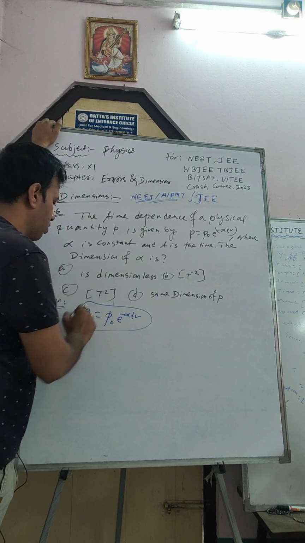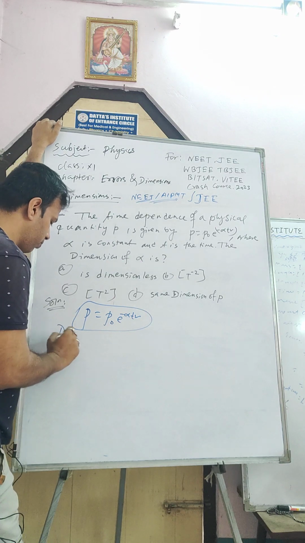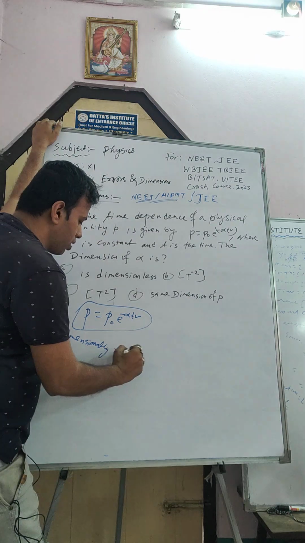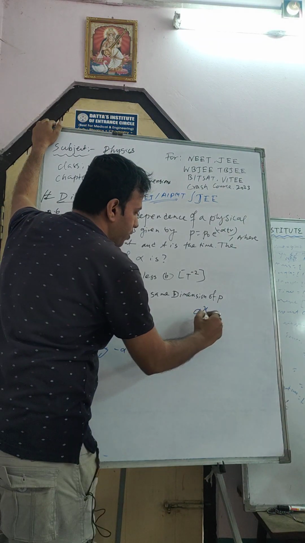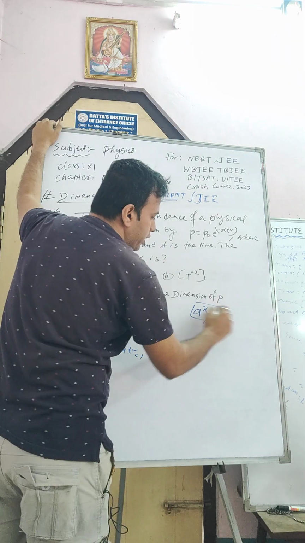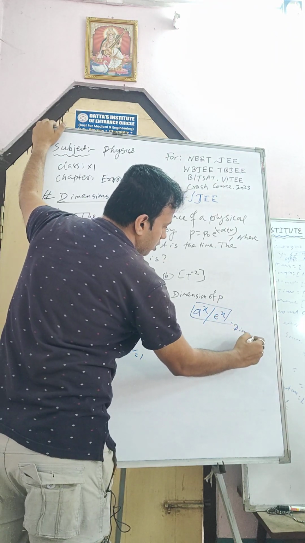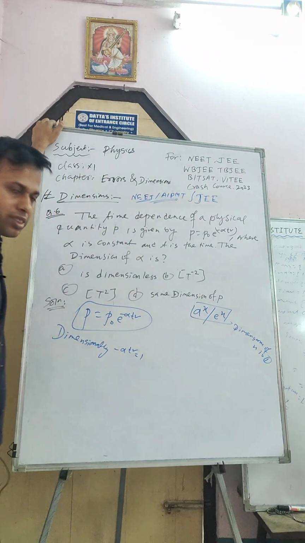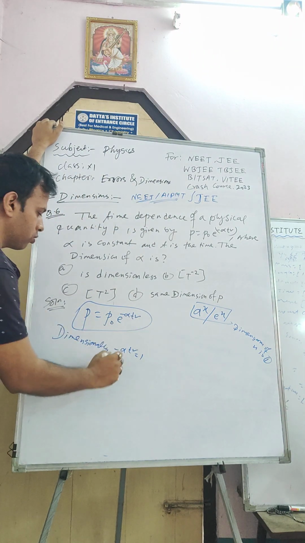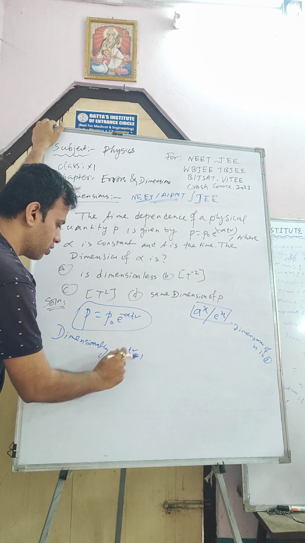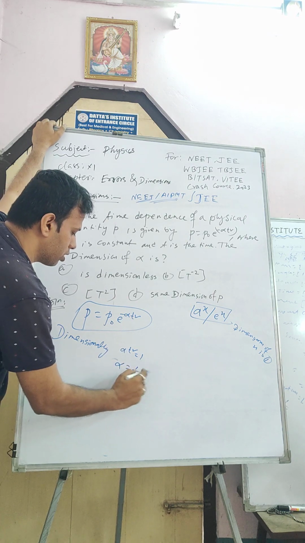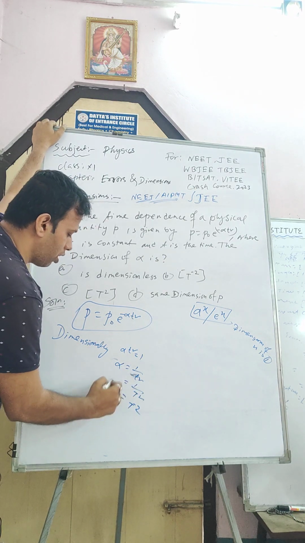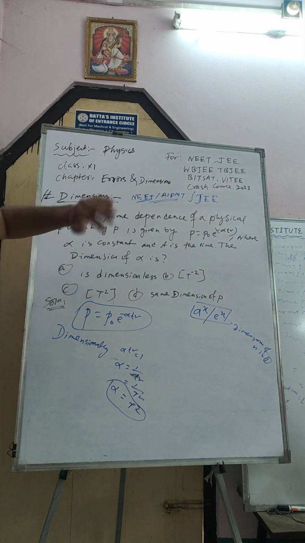All of you have to know this. Dimensionally, alpha t square is 1. If a to the power x or e to the power x is there in the expression, then the dimension of x is 1, that is dimensionless. The power of e to the power x or a to the power x is dimensionless. So alpha t square is 1, therefore alpha equal to 1 by t square. Small t square will be 1 by capital T square, so it will be T^-2. So the dimension of alpha is T^-2.